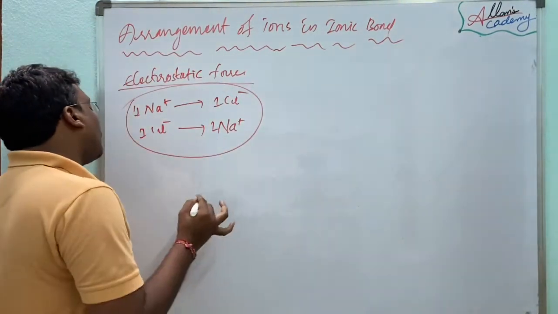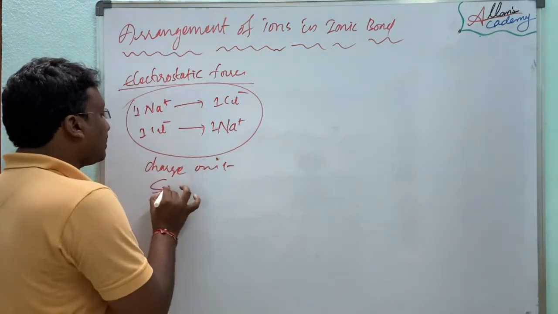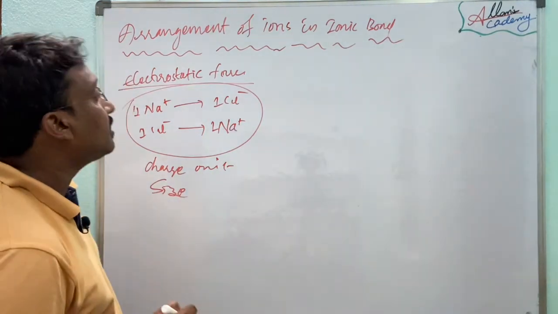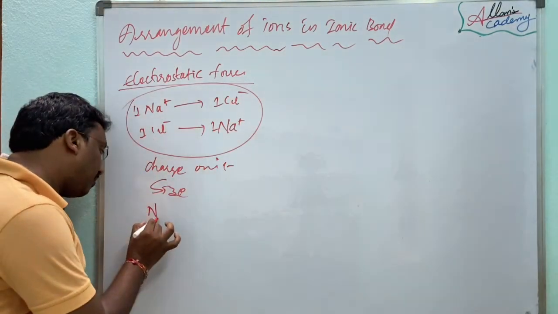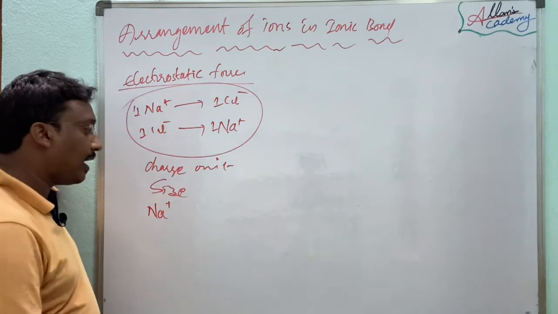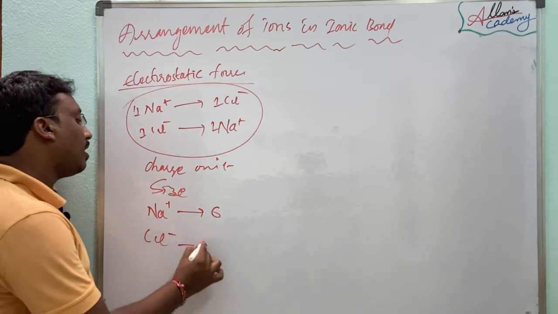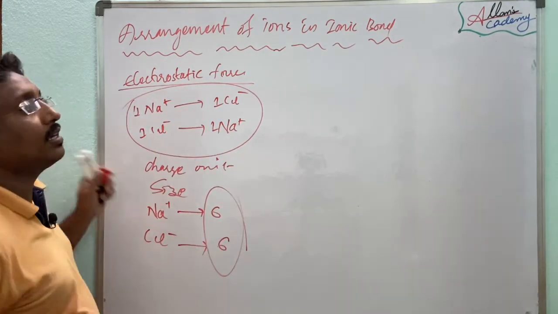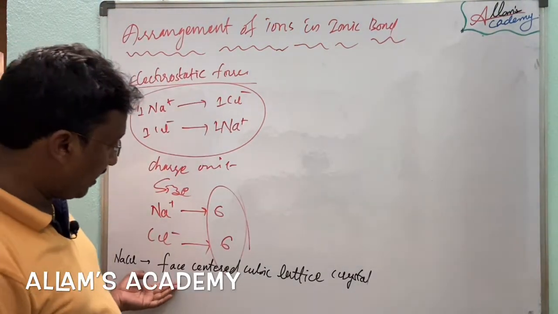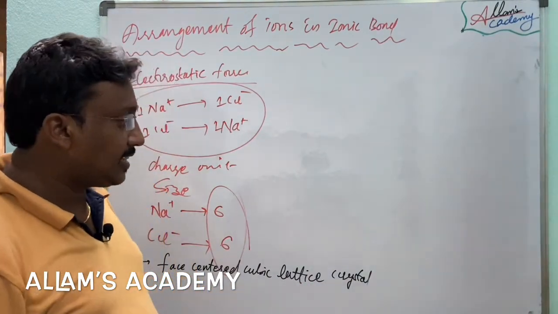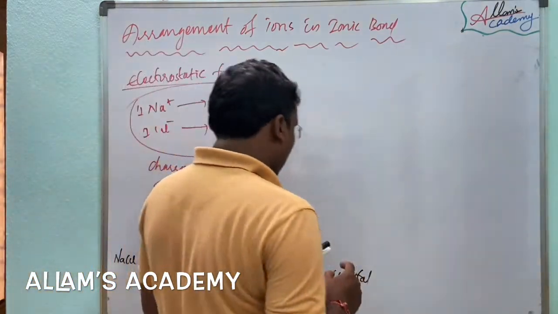How many opposite charges can be attracted by an ion depends on the charge on it and at the same time its size, but the number is fixed. Here a sodium ion can attract 6 chlorine ions, and at the same time a chlorine ion can be attracted by 6 sodium ions. The NaCl crystal possesses a face centered cubic lattice. Then I will show its diagram on the board.